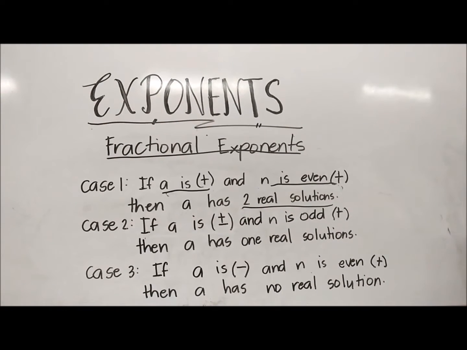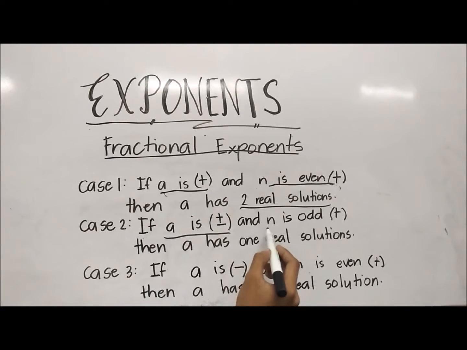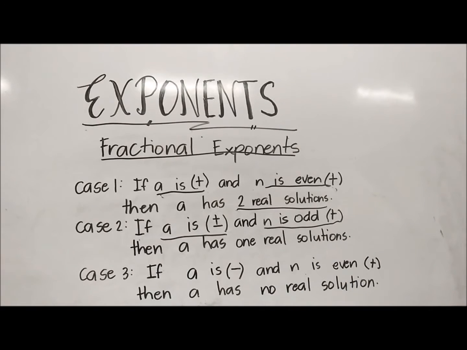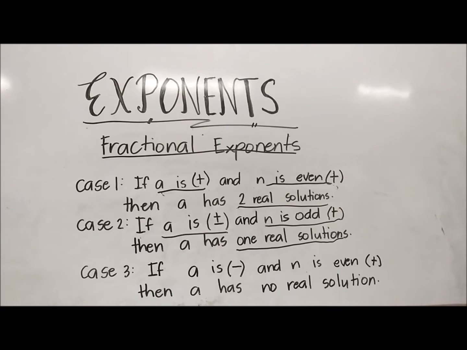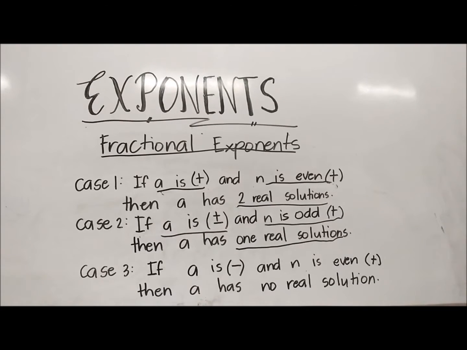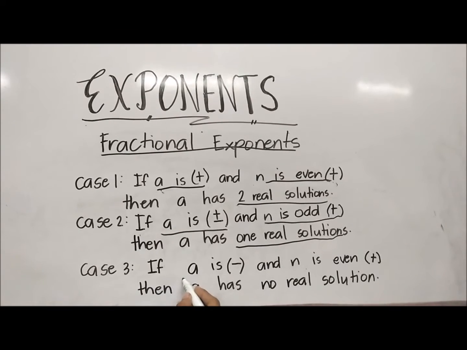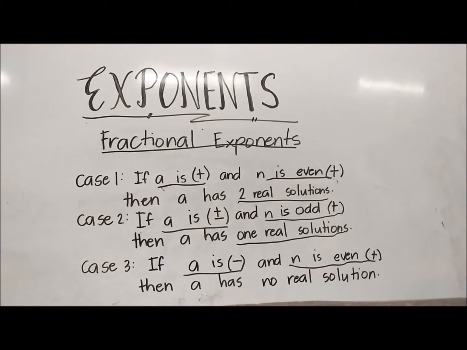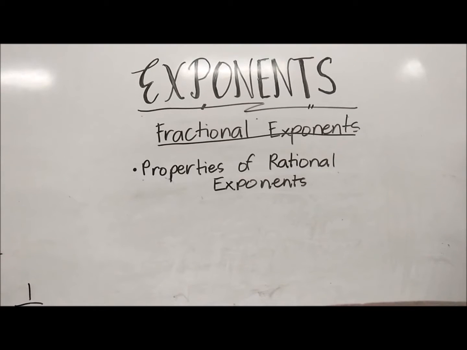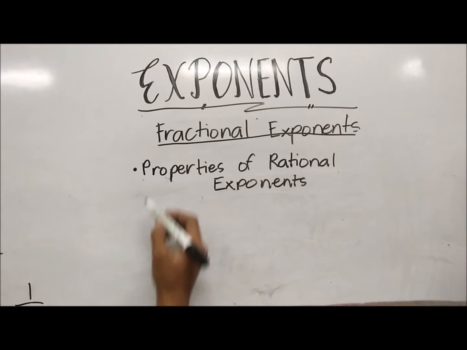Second, if a is a positive or a negative real number and n is an odd positive integer, then there exists exactly 1 real root of a, the sign of the root being the same as the sign of the number. And lastly, if a is a negative real number and n is an even positive integer, then a has no real root. After discussing the definition of fractional exponents, we will now go to the properties of fractional exponents.